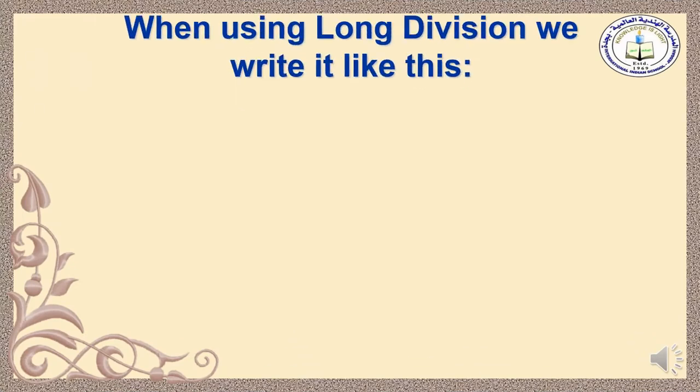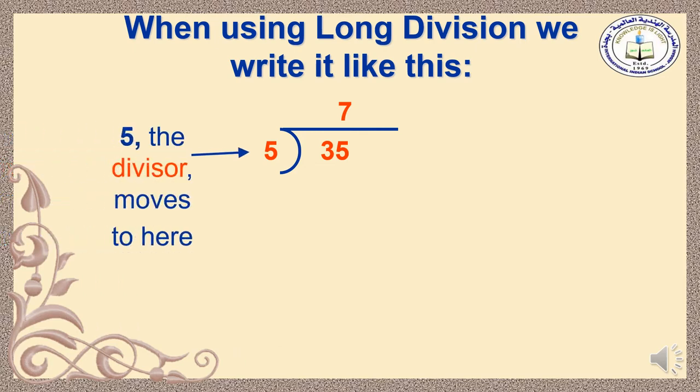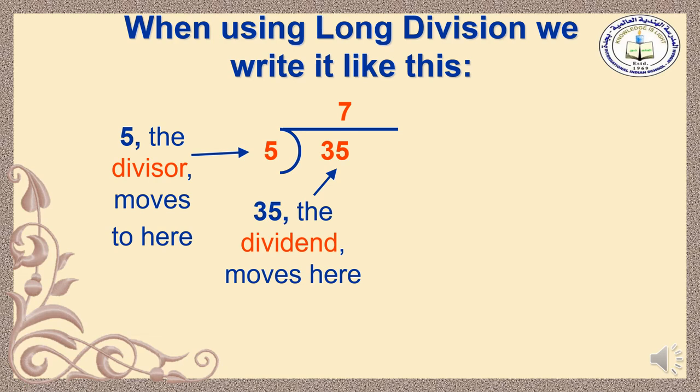When we use long division, we write it in this way. We use a half circle and a line. Outside the half circle, we write the divisor. Inside, we write the dividend. And above the line, we write the quotient.